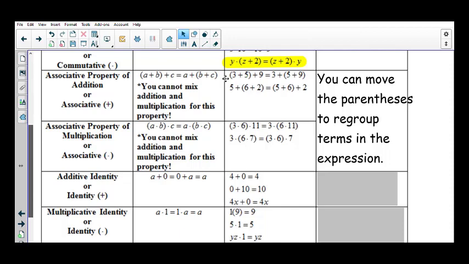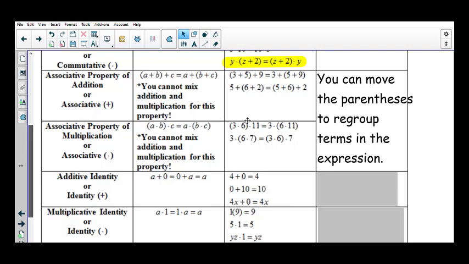Now this one is different than the commutative property though, because you cannot mix addition and multiplication for this property at all. If you do, it's not going to work. Now, associative property of multiplication, again, we have a shorter way to write that. We have (A times B) times C equals A times (B times C), but where the parentheses are moved.